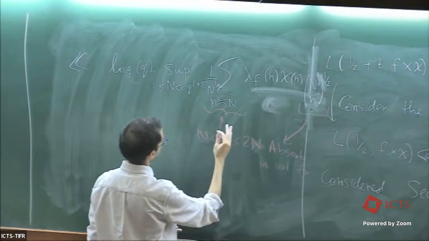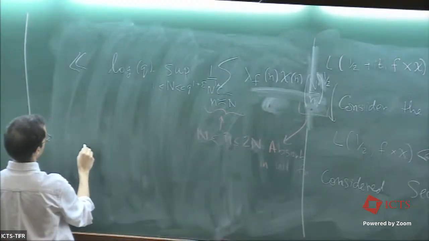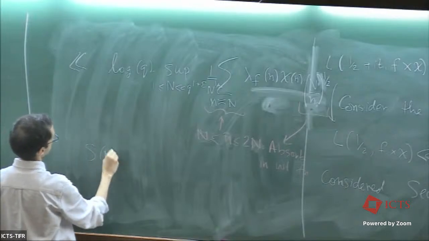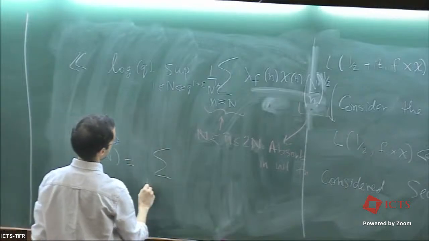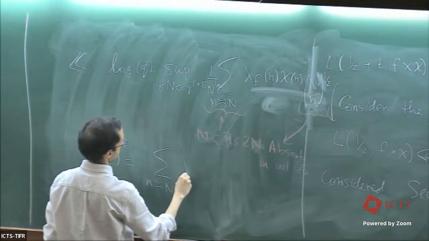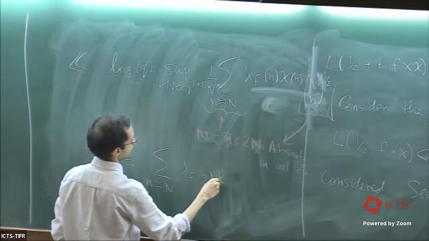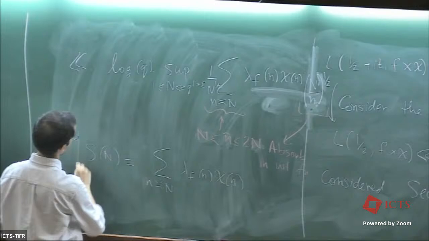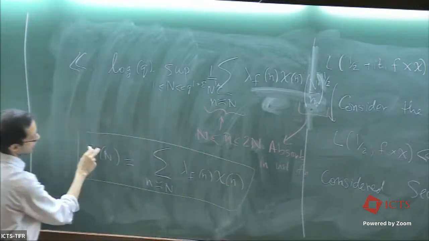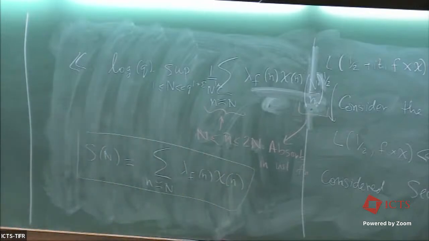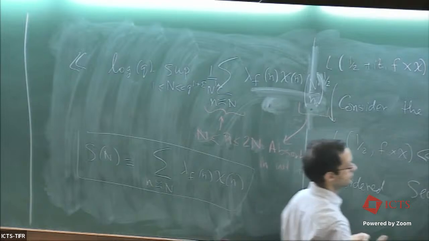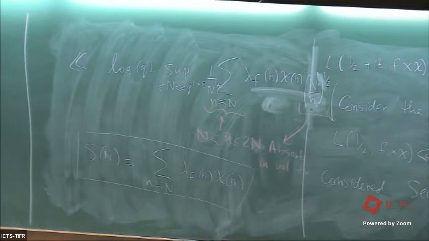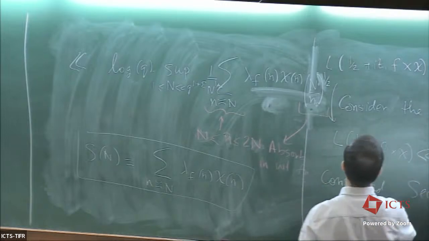And so essentially what you are left with is considering this particular object, which looks like this. Okay, so we're going to try and bound this object. If you can bound this, you can bound the L function. Okay. So what DFI did was look at a second moment average of this particular thing.